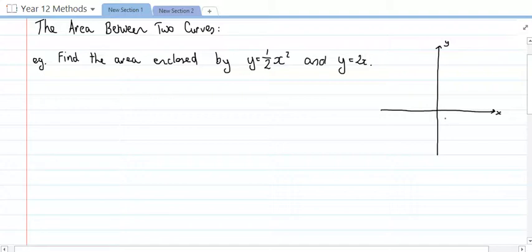What I'm going to do here is, I think a good starting point for any of these questions, if you're not provided with the graph, is to actually sketch it out first so we can see what it is that we're looking at. So find the area enclosed between y equals half x squared and y equals 2x. Well, half x squared is a parabola, it's positive, it's got a dilation factor of half, so it's going to be a little bit wider than usual.